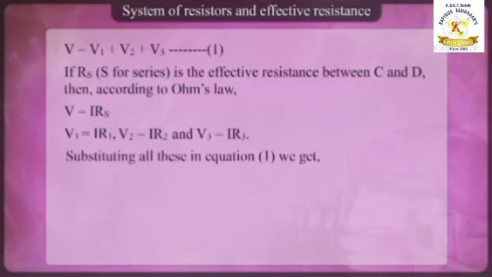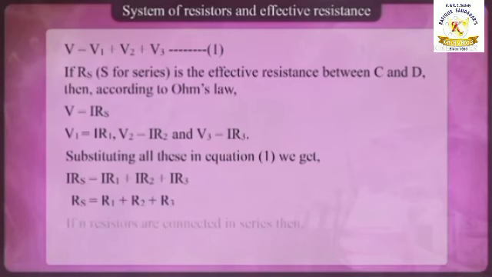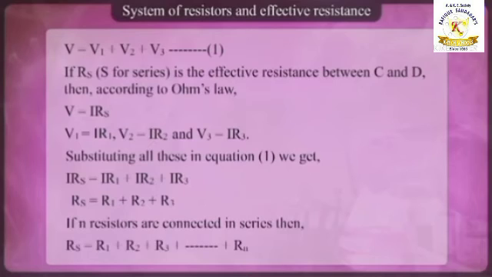Substituting all these in equation 1, we get I Rs is equal to I R1 plus I R2 plus I R3. So Rs is equal to R1 plus R2 plus R3. If n resistors are connected in series, then Rs is equal to R1 plus R2 plus R3 and so on, up to Rn at the end.